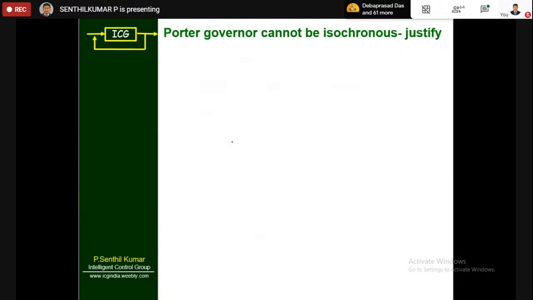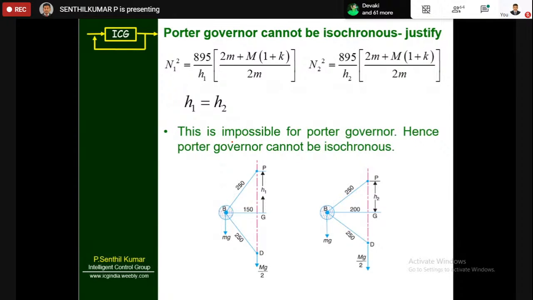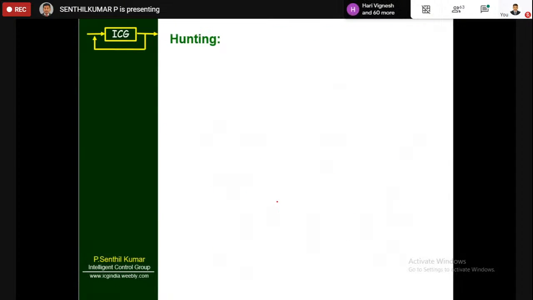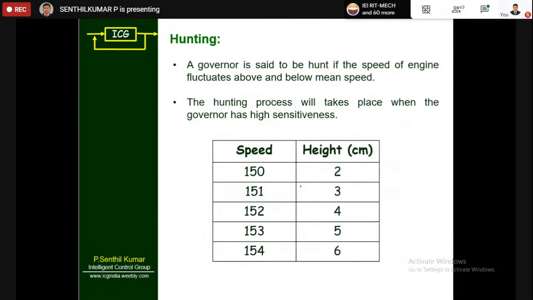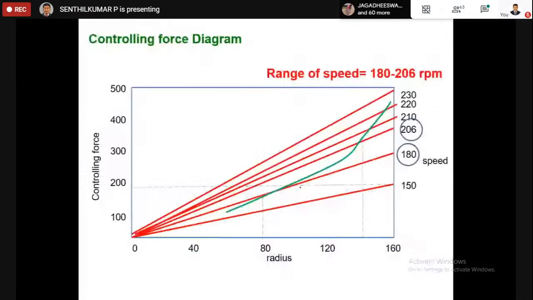Then, Porter governor cannot be isochronous. I hope this kind of questions are discussed in your classroom itself, so I'm not going in depth. And they will give a diagram like this and ask you to find out the Q value. What is the value of Q? That is possible. Then hunting. What is hunting? The definition itself they can ask in MCQ. I will show you some MCQs at the end of the class so that you will get some idea. Stability they can ask. Then we will go to some problems.